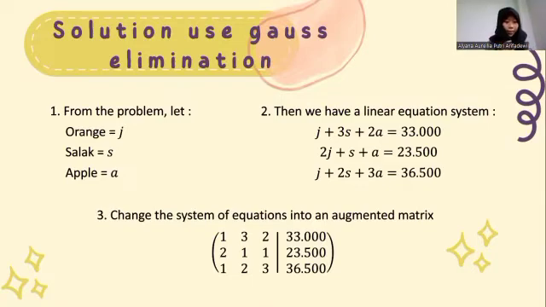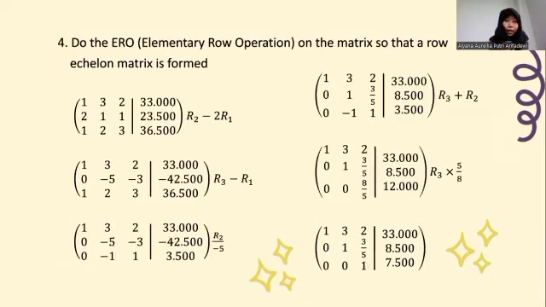The third step is to change the system of equations into an augmented matrix. So this is the augmented matrix from the equations. Next step, do the ERO or elementary row operations on the matrix so that a row echelon matrix is formed. The first step is the matrix 1 3 2, 2 1 1, 1 2 3.